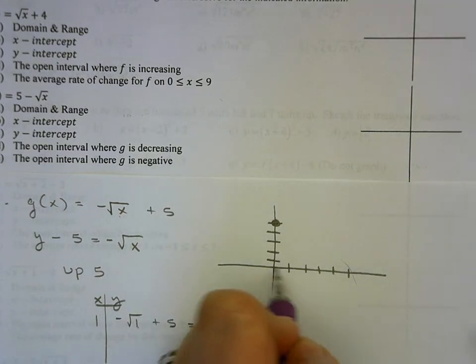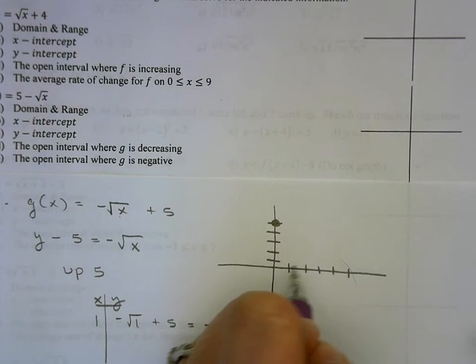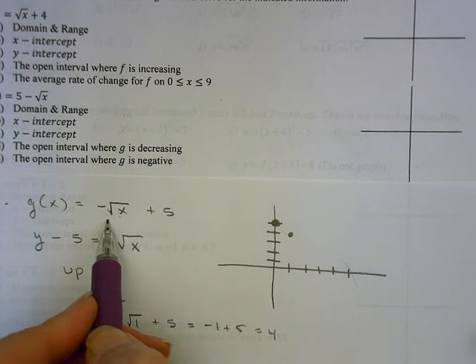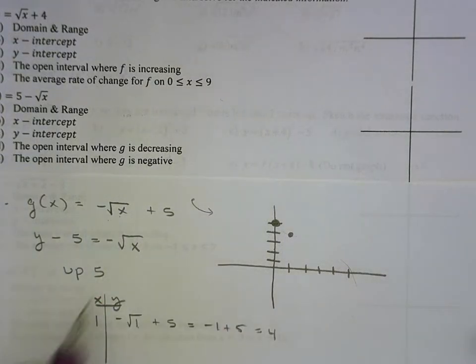So I'm going to go over 1 and then up 4. And it should be lower, right? Because if it's a negative root, that means it's going to go down like that. Okay? And then what else do I know the square root of?